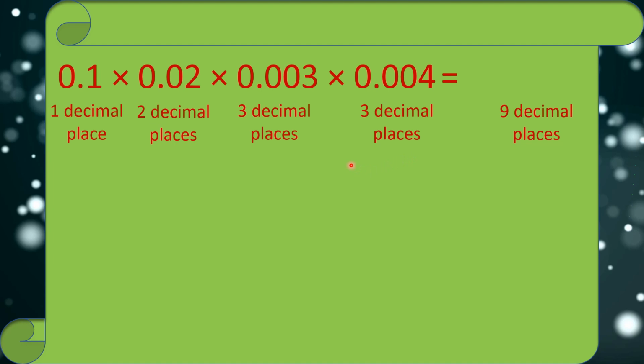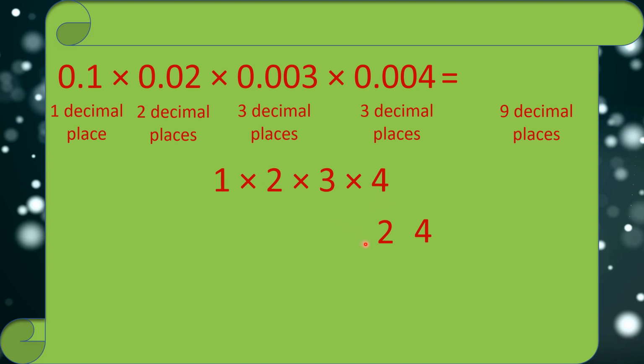So let us find out the product. At first we will multiply these numbers just by ignoring decimal point. It means we should multiply 1 multiply 2 multiply 3 multiply 4 and our answer is 24 after multiplying this just by ignoring decimal point.